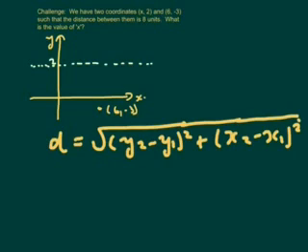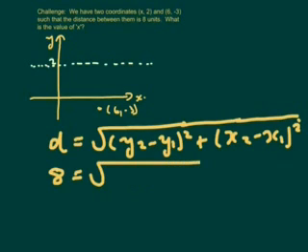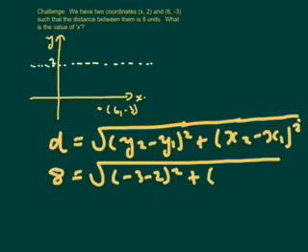Okay, well, we know the distance is 8, so we can say that 8 is equal to, now what are the y coordinates? Well, -3 take 2, all squared, that seems straightforward enough, plus 6 minus x, all squared. And our job, of course, is to find this value of x here. Okay, let's see what we can do.